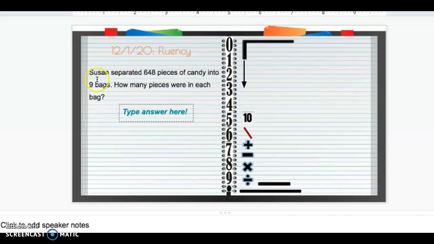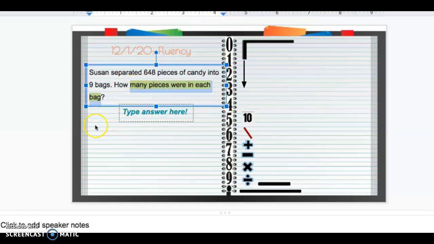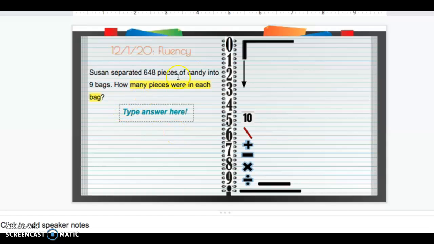All right, so for fluency today, it says that Susan separates 648 pieces of candy into 9 bags. How many pieces were in each bag? So you're looking for how many pieces were in one of the bags. So if you have 648 items of something, in this case candy, you're taking it and grouping it into 9 bags. All right, so you are going to be dividing. So you have to divide that out.